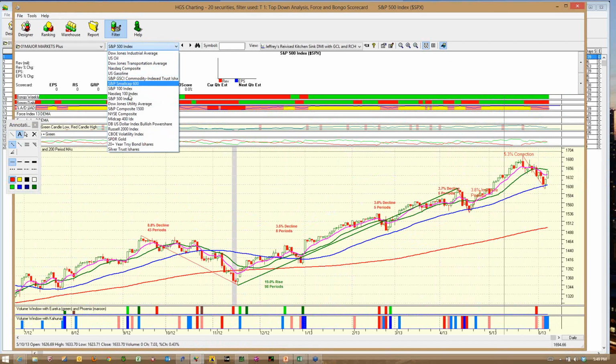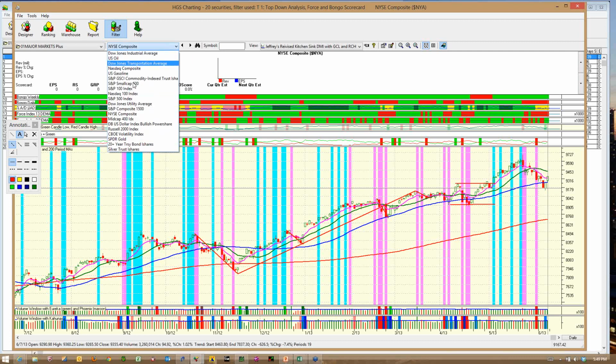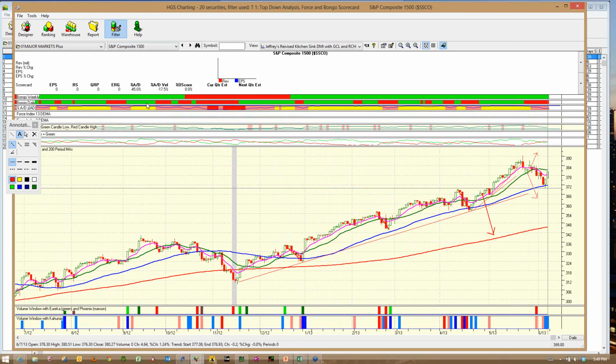I like the NYSE because it is a very large universe of stocks, mixing big and small. Again, this one undercut the 50 on Wednesday, closed on the 50 Thursday, and broke above the 50 on Friday. It too needs to quickly get above the 17-day moving average. The S&P 1500 is another way of looking at small, middle, and large.